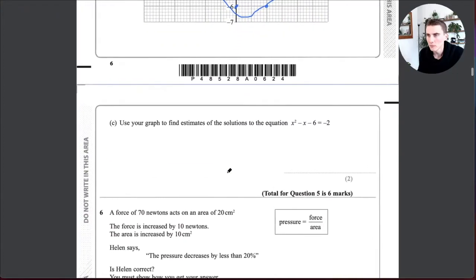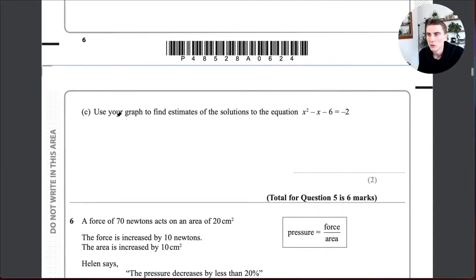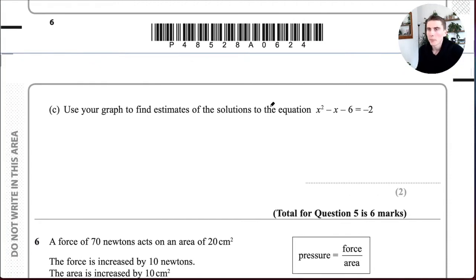Okay. So now this one says, use your graph to find estimates of the solutions to the equation x squared minus x minus 6 equals 2. So these questions, to be honest, can be really hard. If you haven't seen them before, you don't know what they are. They are kind of really tricky.